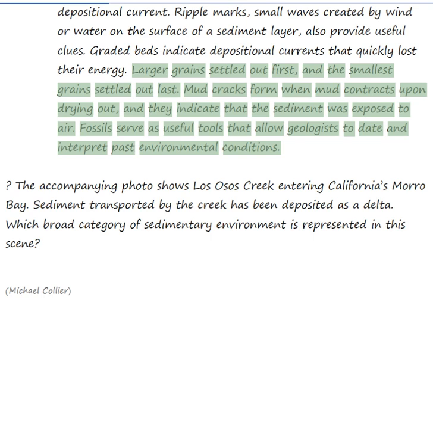Mud cracks form when mud contracts upon drying out, and they indicate that the sediment was exposed to air. Fossils serve as useful tools that allow geologists to date and interpret past environmental conditions.